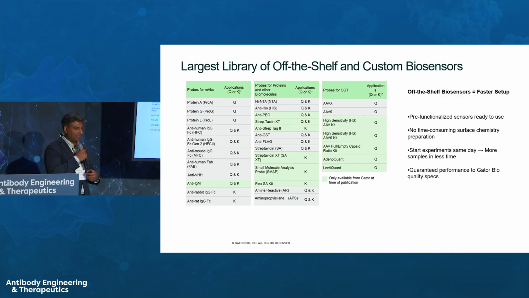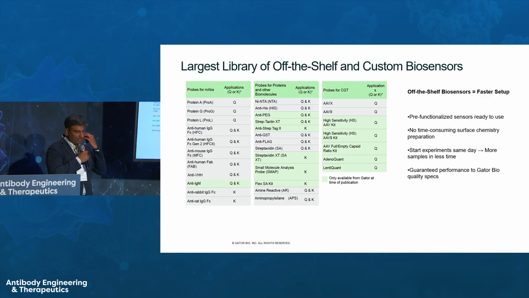So if you come to us and talk to us about what kind of sensors you need for your experiments, if we don't have that in our catalog, we'll work very closely with you to make them available on a project-by-project basis. Some of the innovations that we have done on the sensor side are on the chemistry. You can see a large variety here across antibody, protein, and virus particle titer and kinetics analysis. But we also work on improving the sensor performance for different applications.